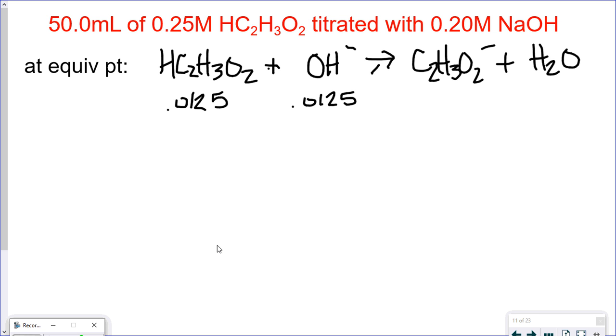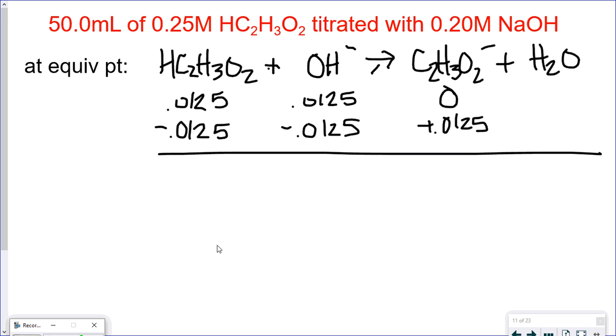And we had none of our conjugate base initially. When these neutralize, remember we're going to subtract from our reactant side, add to our product side. We're going to have none of our parent acid or parent base, but we are going to have moles of our conjugate base. Here's where we have to do our second ice table and go through the base hydrolysis to figure out our concentration of our hydroxide that will be produced overall.